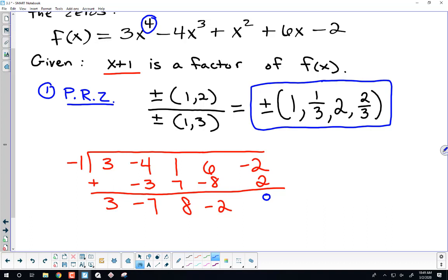And again, we were given that the x plus 1 here is a factor, which means that we should have a 0 remainder. The whole purpose of synthetic division is to get this other thing here. We're after all of that as a function of x.